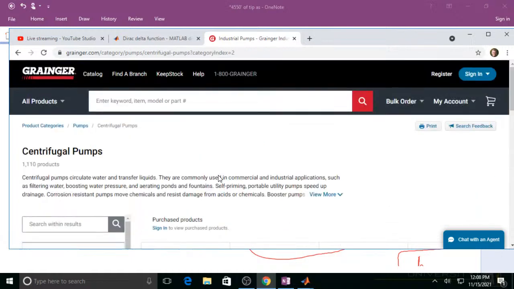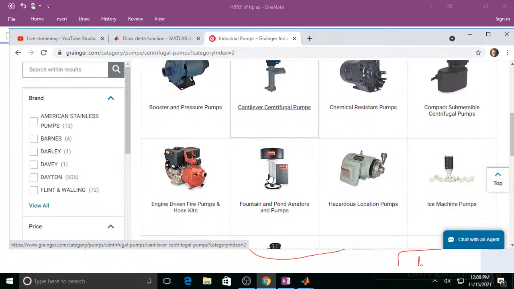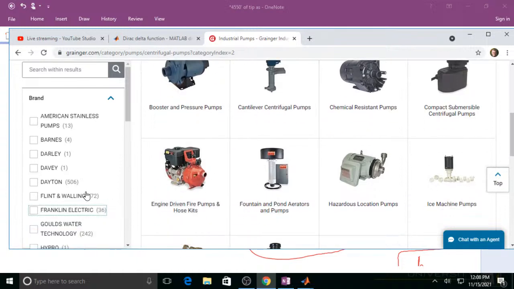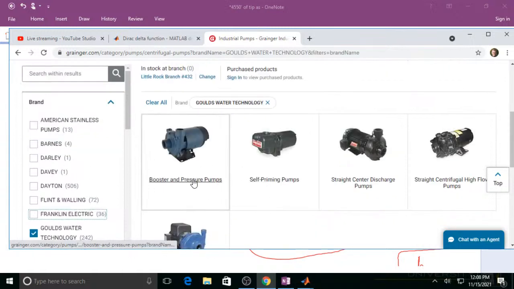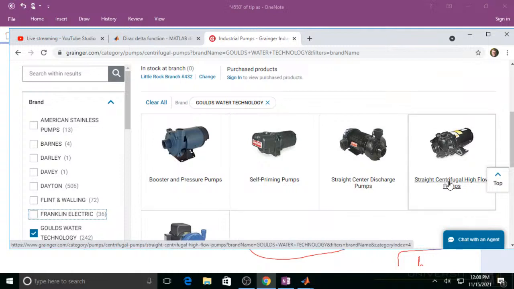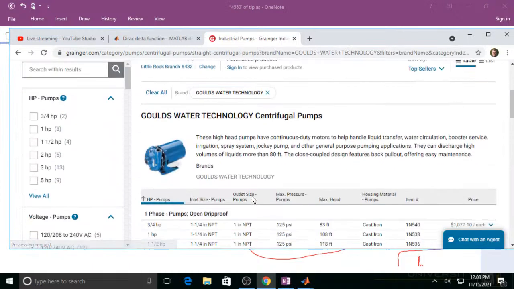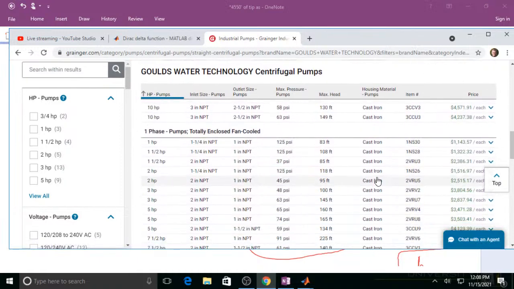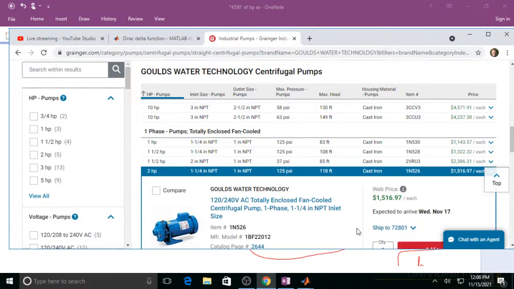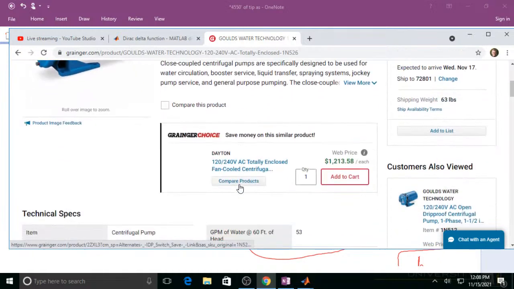Yeah, centrifugal pumps are just fine. Now, I was doing something named Google. There you go. Okay, just how about, I don't know, straight centrifugal. I don't know which one. Let's just do that one. So, got a lot of them here. I'm just going to pick one. View product details. Is it going to launch it? No, it's not.